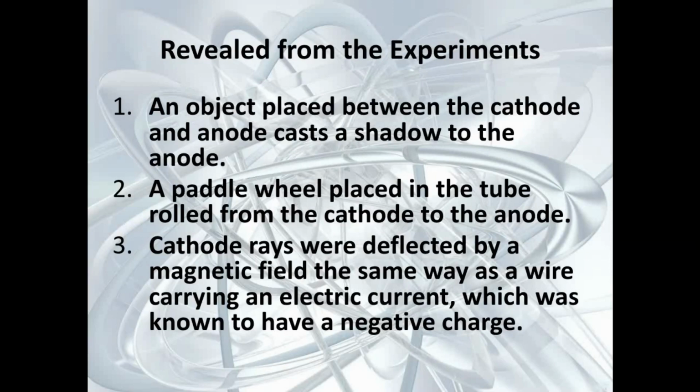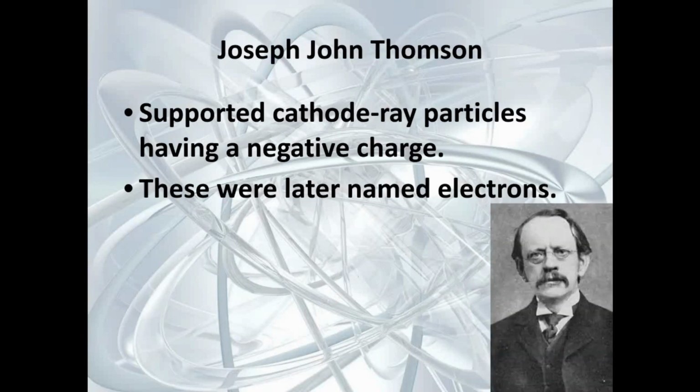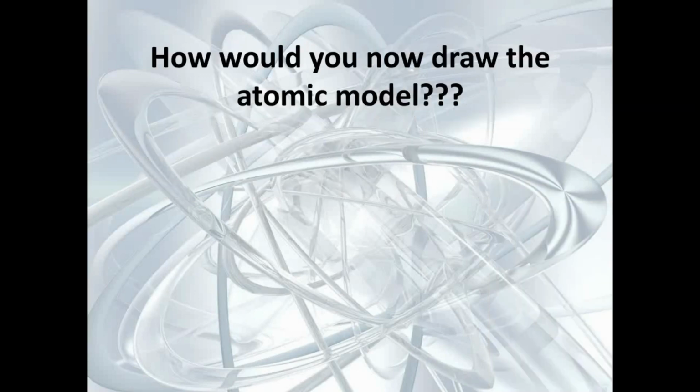So, like we said, those experiments show that there's a shadow, which shows some type of substance there. The paddle wheel showed that there was mass, and the cathode ray deflection also showed a charge. And so again, that led to the discovery of the negative charge of the electron. And so this is the man that did that, J.J. Thomson. And so later they were named electrons.